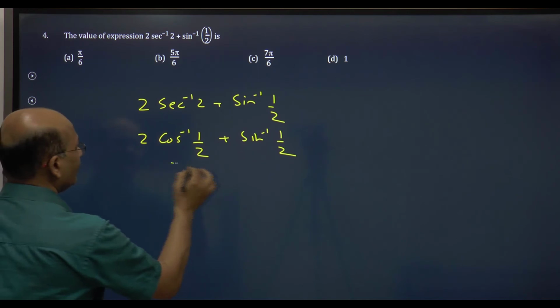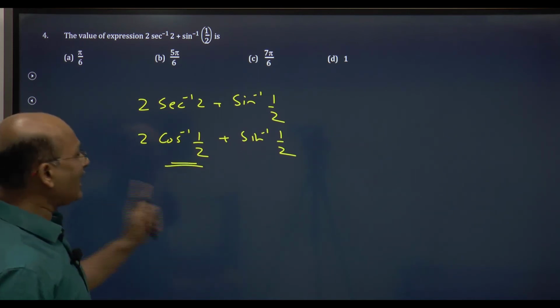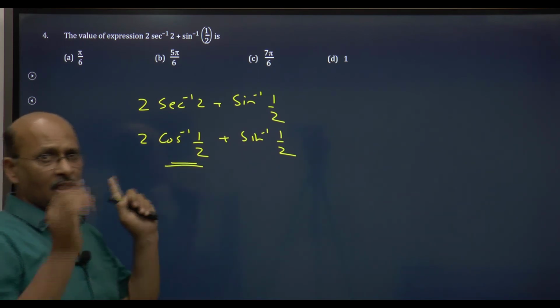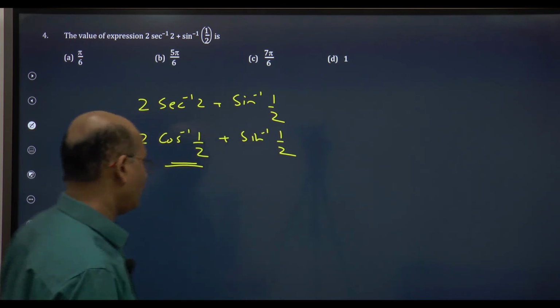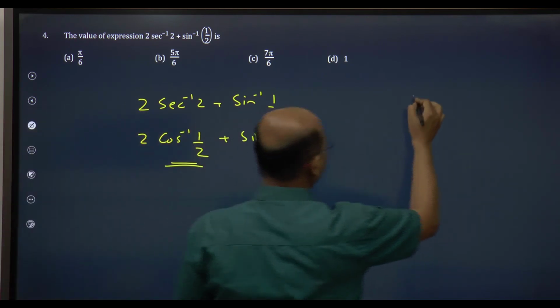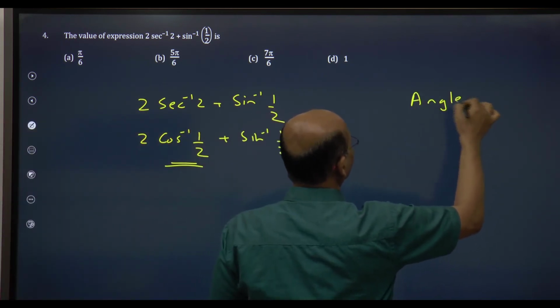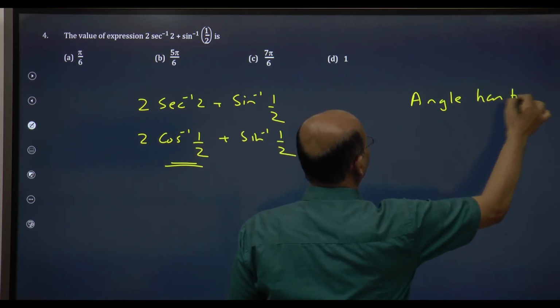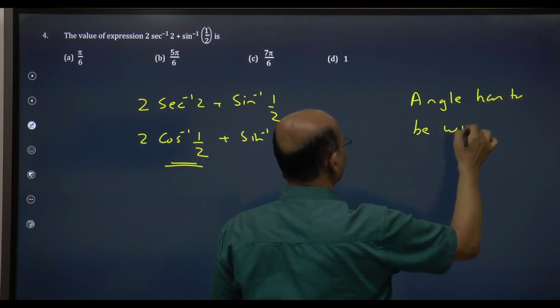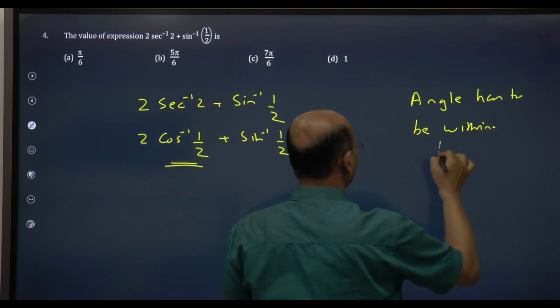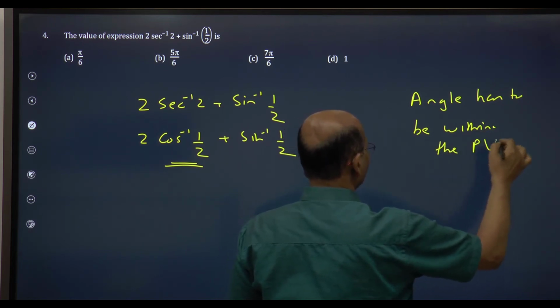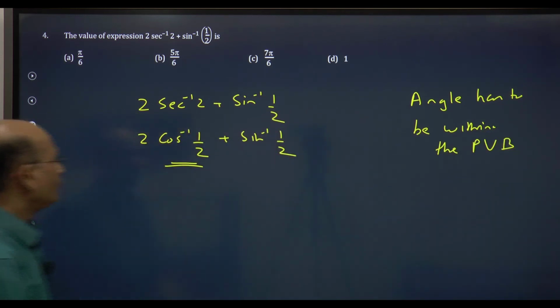Now cos inverse half. Remember, any angle value you get has to be within the principal values of it. So I told you, any angle has to be within the principal values, within the principal value branch. Okay. So cos inverse half.